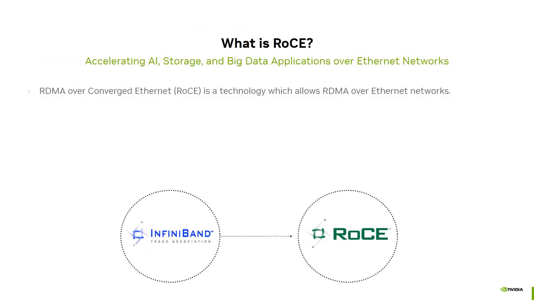RDMA over Converged Ethernet, or RoCE, is a technology that allows RDMA over Ethernet networks. RoCE uses the InfiniBand packet header and encapsulates it with a UDP header that's carried over the Ethernet network. UDP is a very simple and flexible transport protocol that offers a great deal of interoperability and compatibility with legacy hardware. By making use of UDP encapsulation, RoCE can transcend Layer 3 networks.